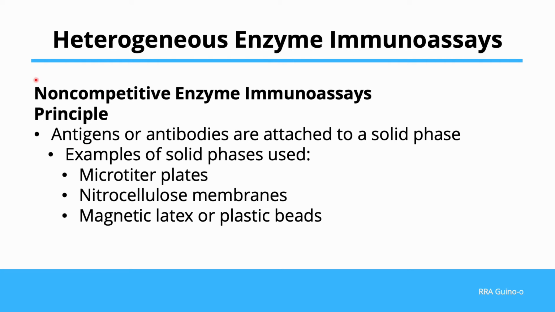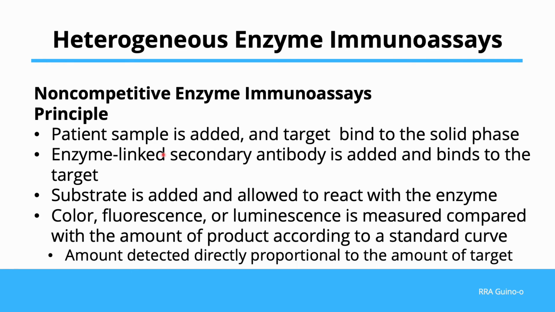For the principle of the non-competitive enzyme immunoassay, antigens or antibodies are attached to a solid phase, and here are some examples of solid phases that we are using. First, we have microtiter plates. You can also use nitrocellulose membranes and even magnetic latex or plastic beads. The solid phases, again, are where the capture antigen or the capture antibody is attached.